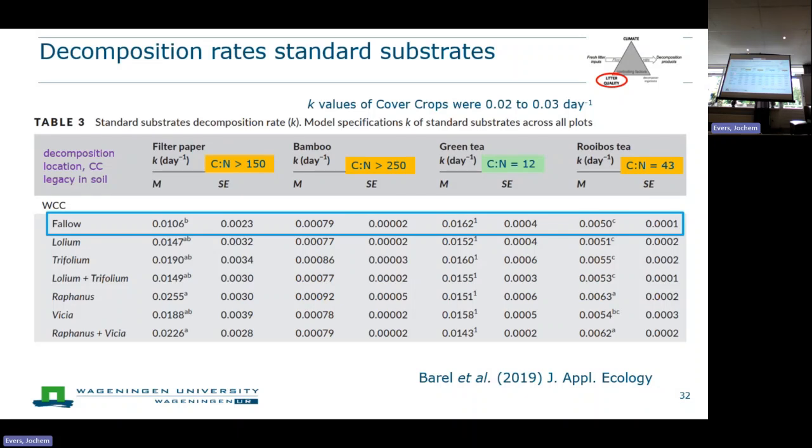Is there a difference? Well, yes, in fallow, which is decomposing fastest, the highest K value, that was indeed the green tea, lowest CN. But then the next one in line is actually the filtered paper, not the rooibos tea, even though it has a quite high CN ratio. Any idea what makes filtered paper decompose relatively fast? Maybe short carbon chains? Well, but they're still polymers, and then microbes act on that. But what do these microbes need to be able to act on that?